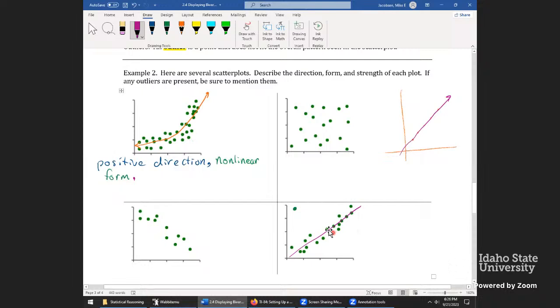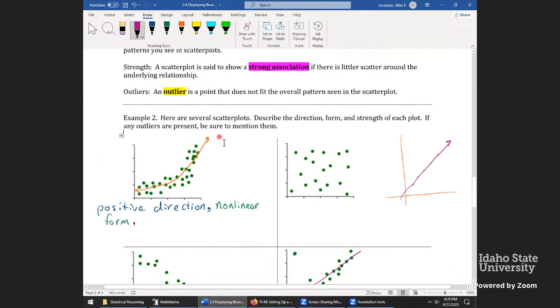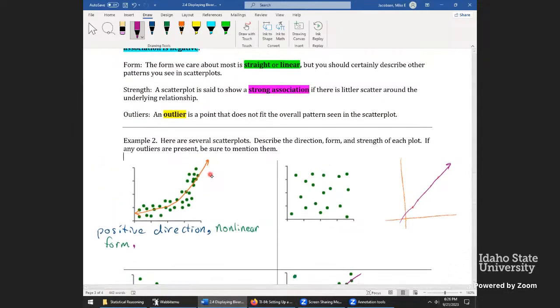And the more they scatter around, like say this one, the weaker it gets. Now, this one is not too weak yet. I would say that for this plot right here, the strength is moderate.